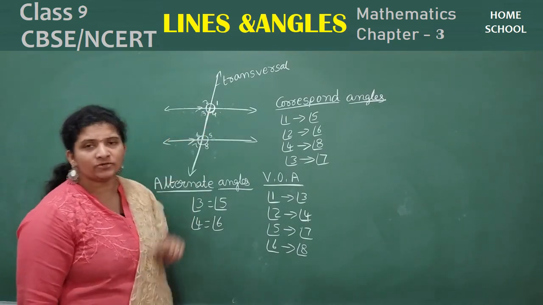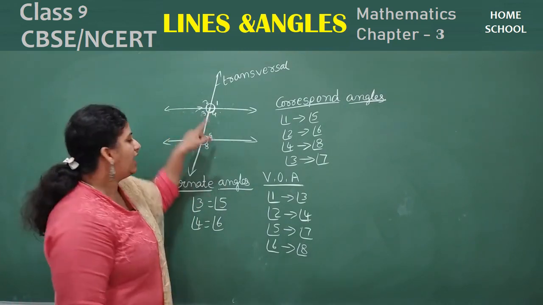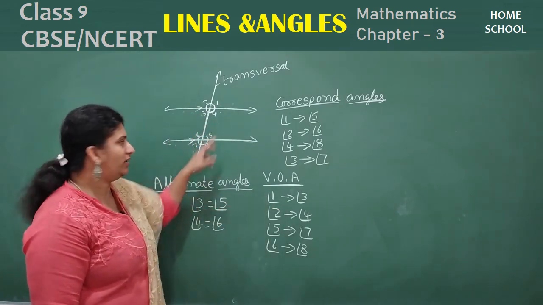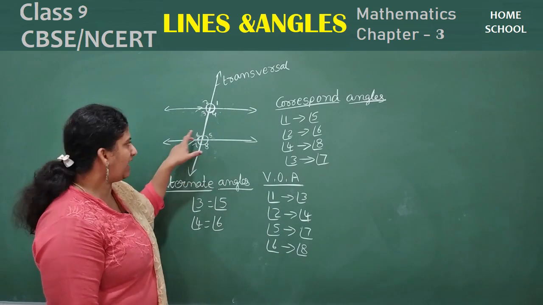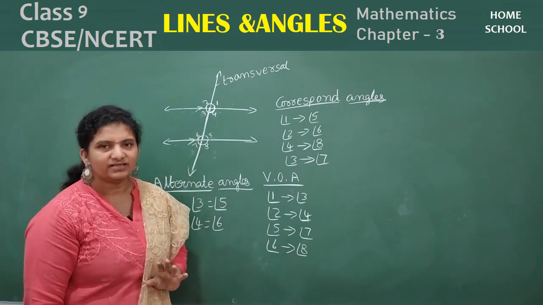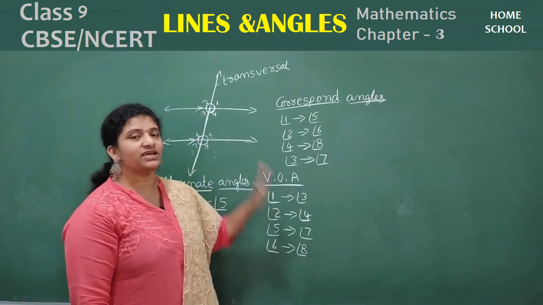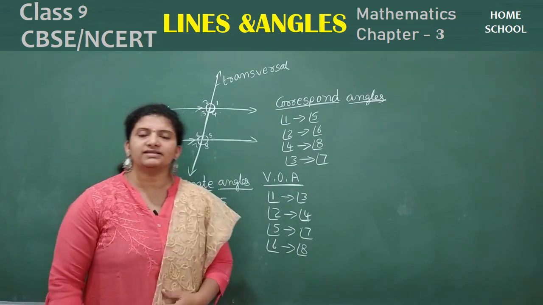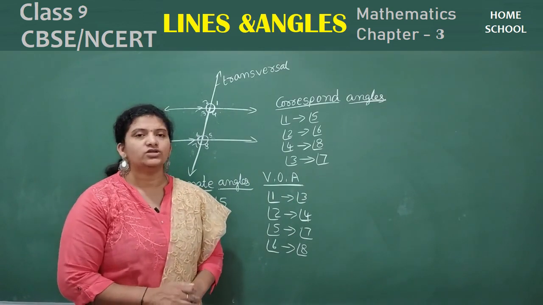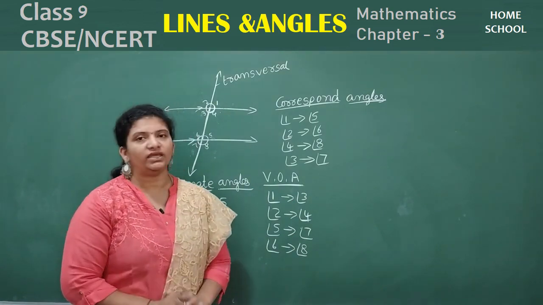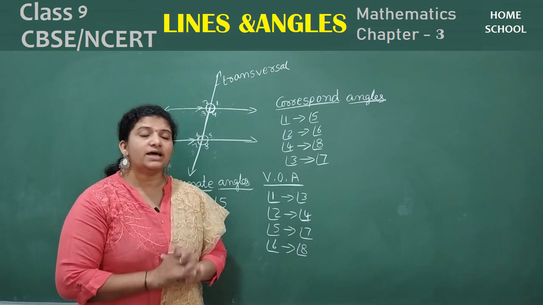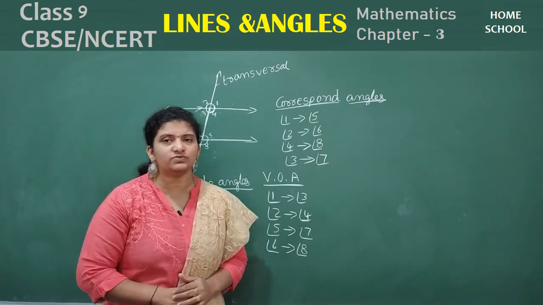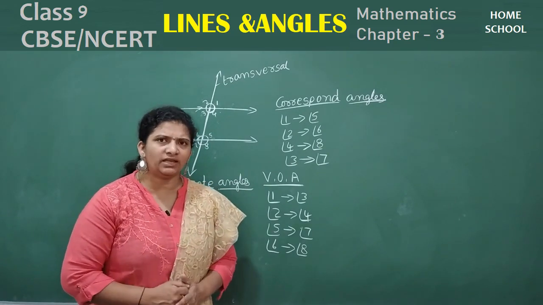Whereas vertically opposite angles are also equal, children. Angle 1 equals angle 3, angle 2 equals angle 4, angle 5 equals angle 7, angle 6 equals angle 8. See here, all corresponding angles are equal, vertically opposite angles are equal and alternate angles are also equal. So now one more thing we need to remember is the sum of the interior angles on the same side of a transversal. What is the statement here?